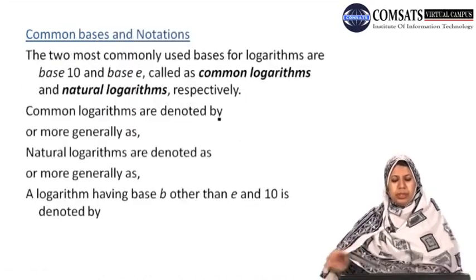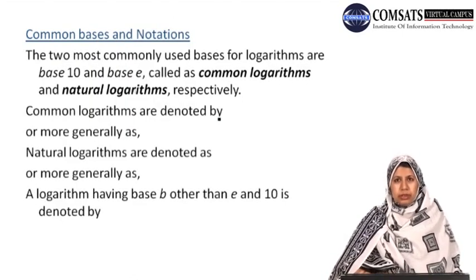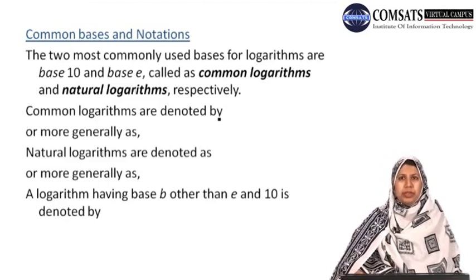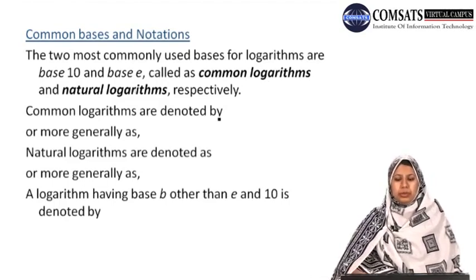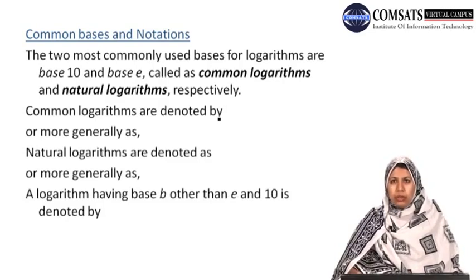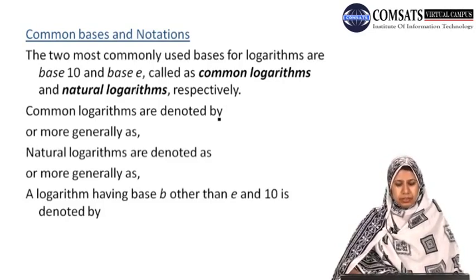Now we look at the notation of our log and the common bases which we use in our daily life. There are two most commonly used bases for logarithms: base 10, that is when b is equal to 10, and base e, that is when b is equal to our irrational number e. The base 10 logarithms are known as common logarithms, and the base e logarithms are known as natural logarithms.